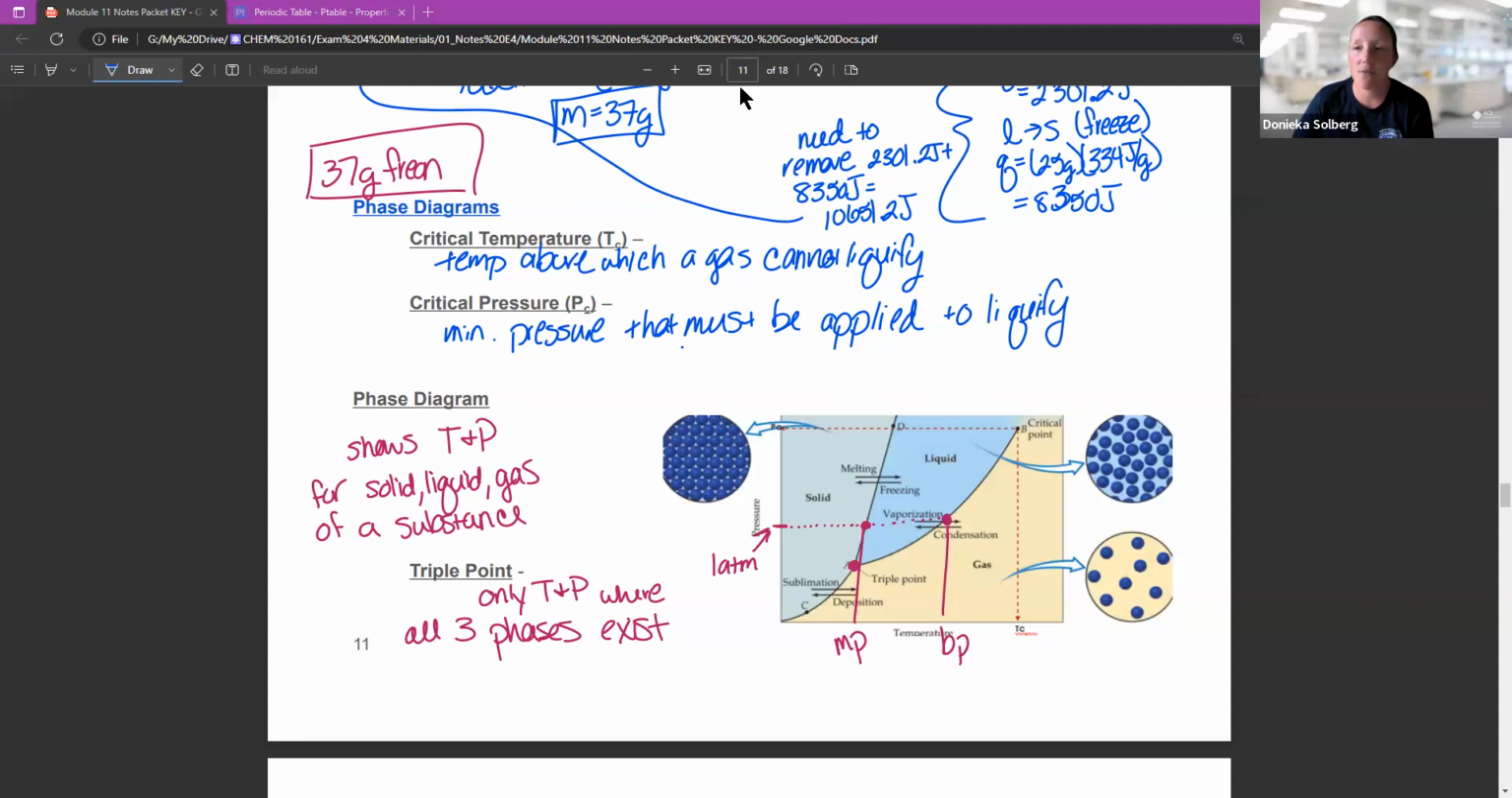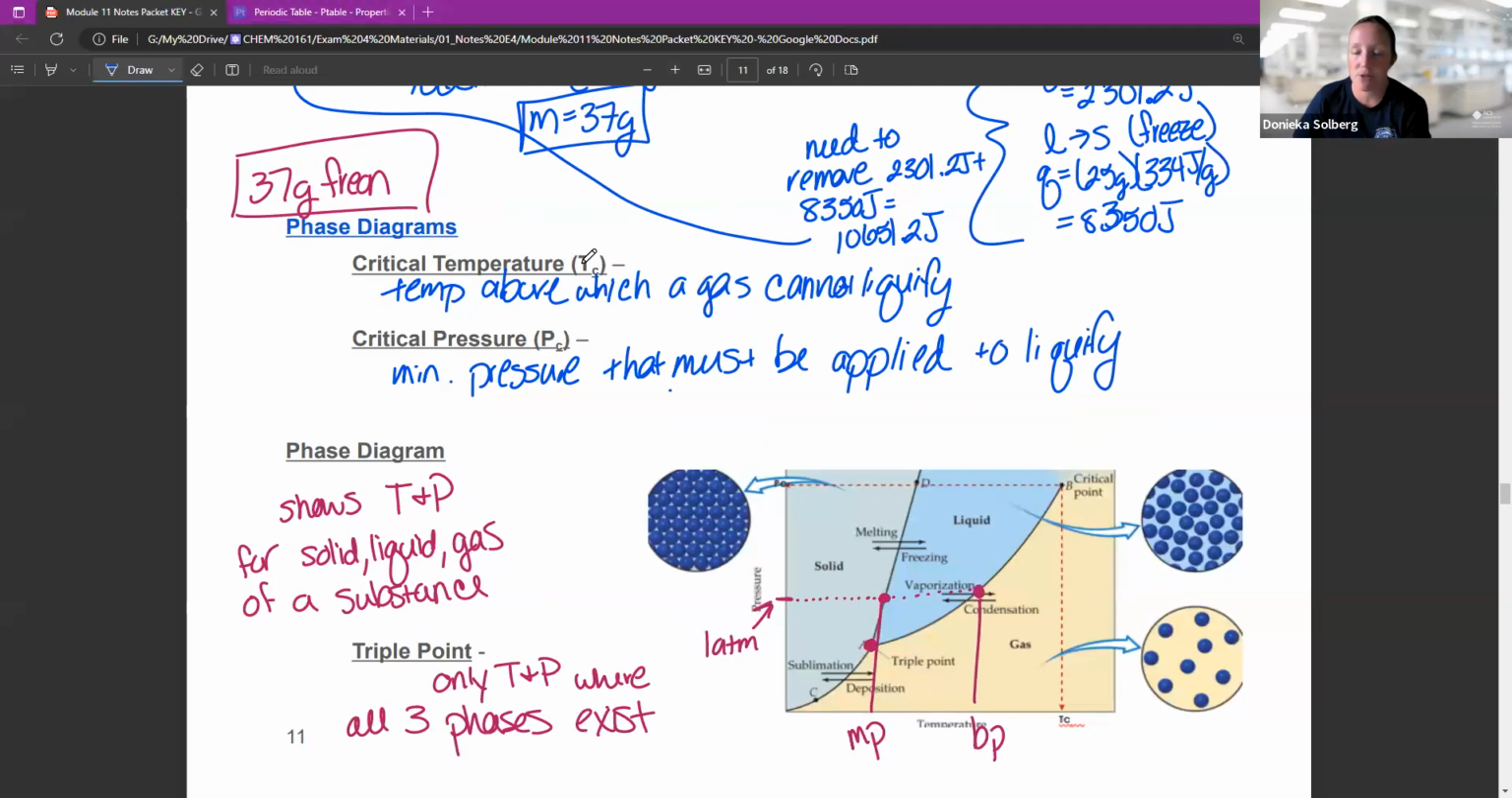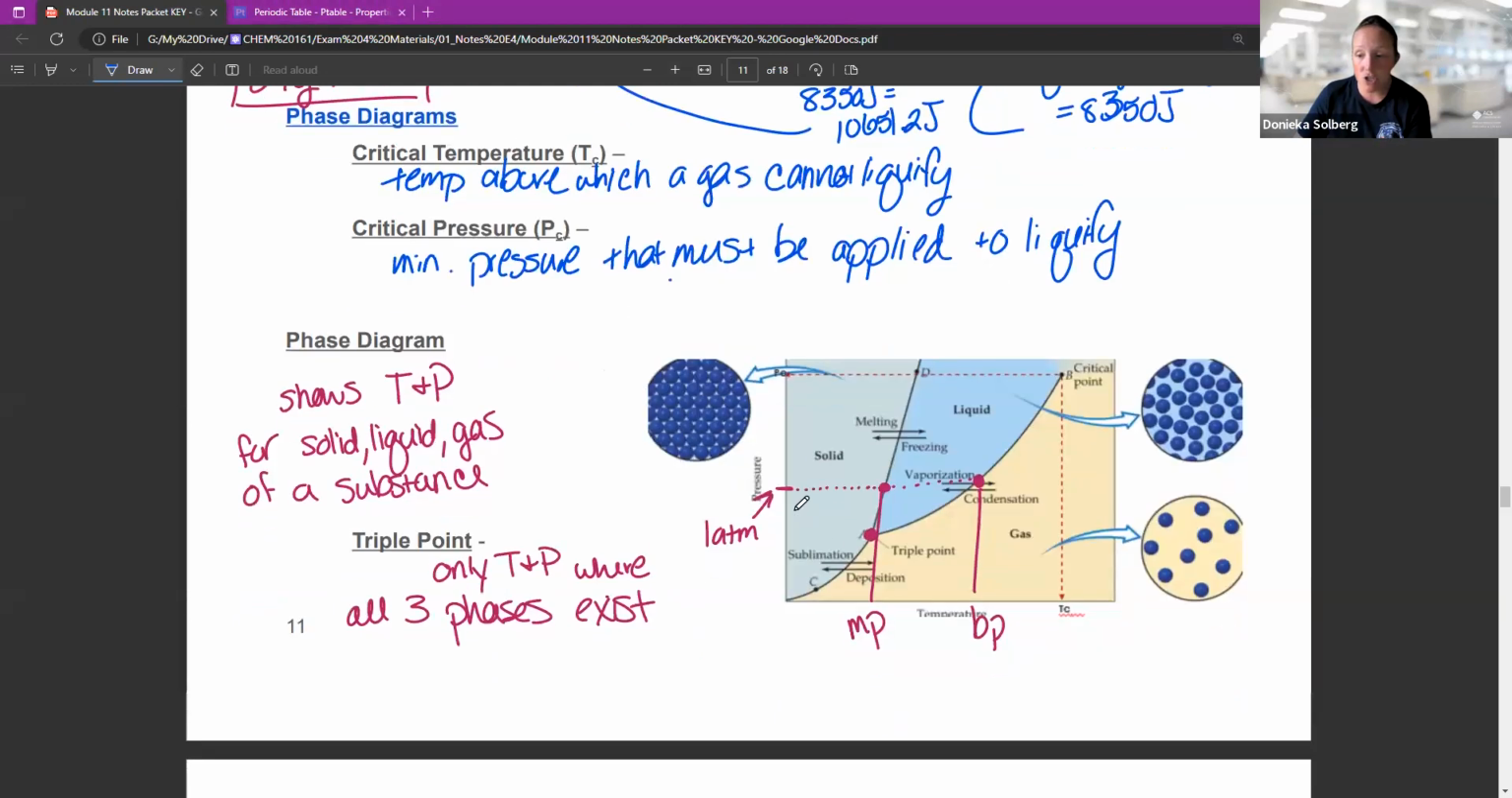Now, these are just some vocabulary terms here: critical temperature and critical pressure, which is not something we're going to focus on. We're going to look more at this, which is called a phase diagram, and it shows you solid, liquid, and gas. It shows you all of the temperatures and the pressures at which a substance would be solid, liquid, or gas, and at which temperatures you're going to melt or boil or sublimate or go through any of the different phase changes.